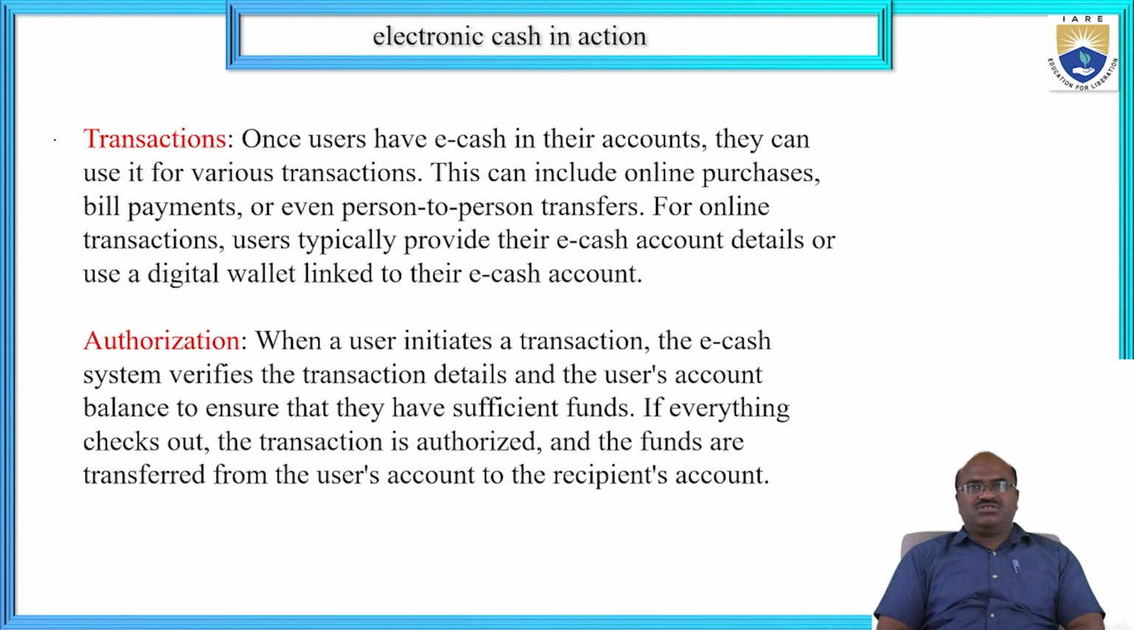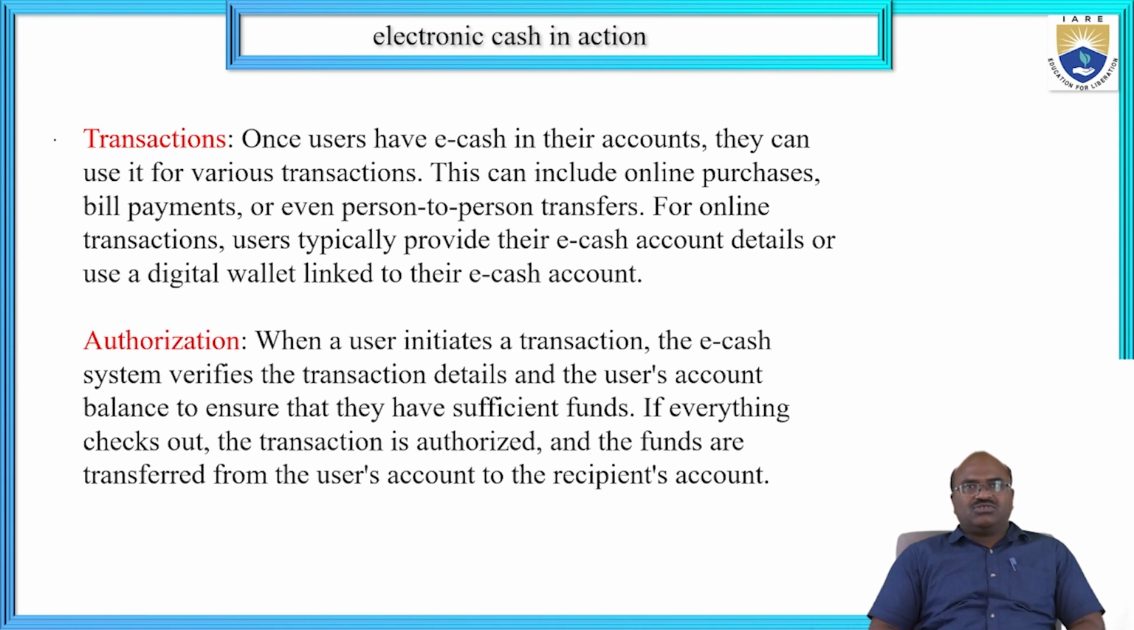Authorization: when a user initiates a transaction, the e-cash system verifies the transaction details and the user account balance to ensure whether sufficient funds are available or not. If everything checks out, the transaction is authorized and the funds are transferred from the user account to a recipient account. It could be checked beforehand whether it is a fraudulent account or a genuine account. How much funds are there, how much funds are transferred, all those things depend upon the authorization signatory or authorization person, either a bank manager or a direct customer, whatever it may be. The entire criteria should be checked when a user initiates a transaction, before the amount is transferred.